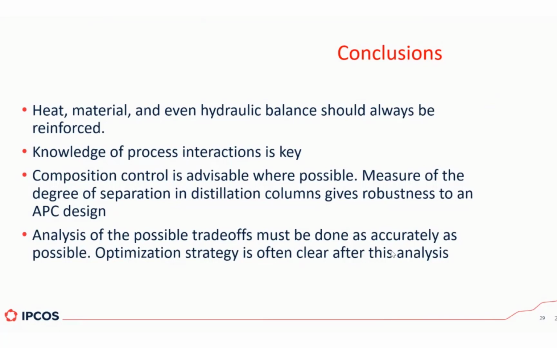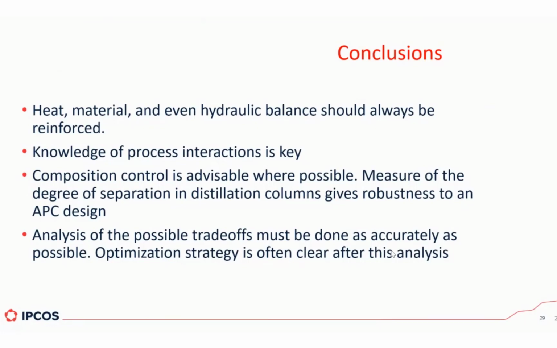So if you have some kind of measure that tells you, okay, maybe I'm not seeing the composition itself, but at least I know I'm separating as good as possible, well, that is always good. Ratios are typically something that gives you that, or delta temperatures, but something that shows you how good your separation is at the moment. And then analysis of the possible trade-offs must be done as accurately as possible.